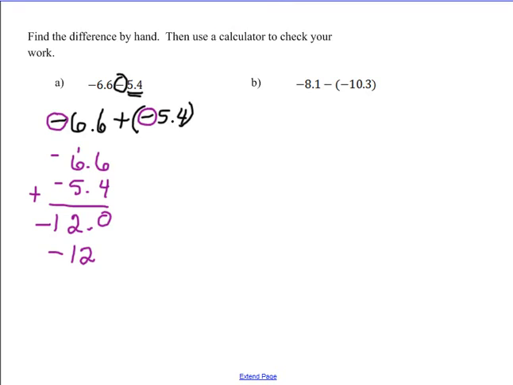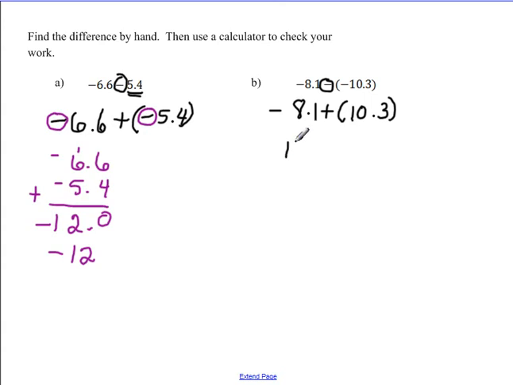On our second problem, negative 8.1 minus negative 10.3. So negative 8.1, so instead of thinking subtract, we're going to think add the opposite. The opposite of negative 10.3 is just plain old 10.3, positive 10.3. So now if I'm going to add these two numbers, because their signs are different, this is a negative 8.1, this is a positive 10.3. Since their signs are different, we need to take their difference.